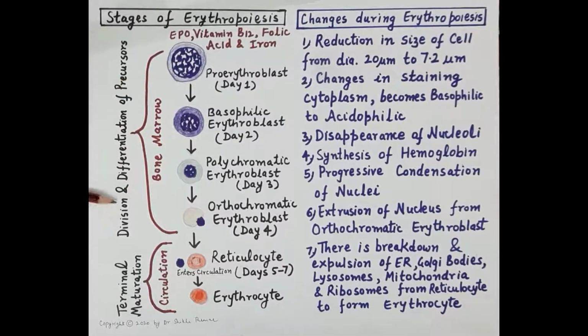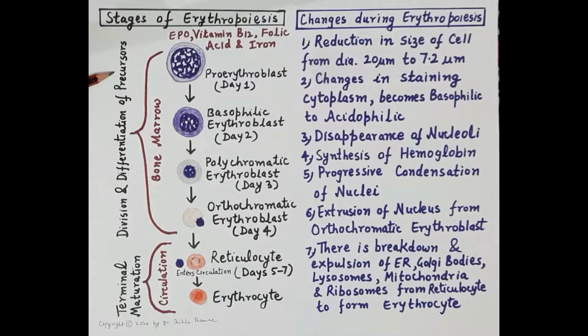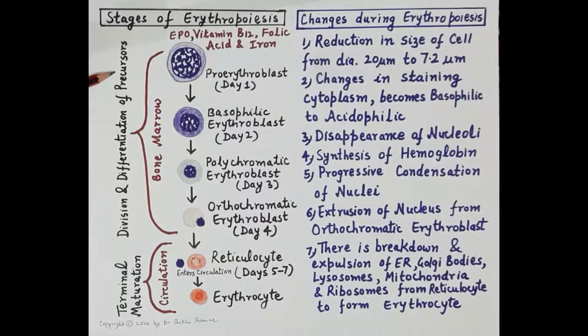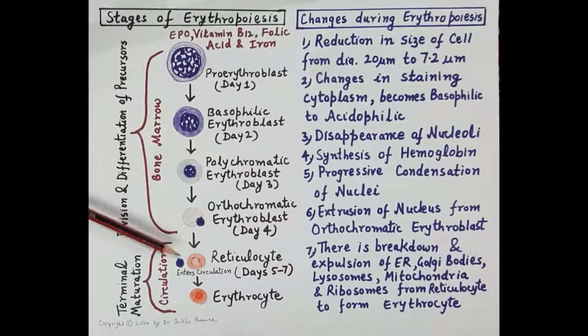Now for this division and differentiation of RBC precursors, synthesis of DNA is very essential, and folic acid and vitamin B12 are very essential for the synthesis of DNA. Therefore, we can say that vitamin B12 and folic acid are very essential for the division and differentiation of RBC precursors, so that the proerythroblast develops into a reticulocyte. And the time required for the development of proerythroblast to reticulocyte is 5 days.